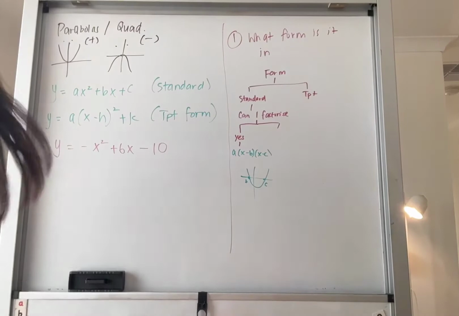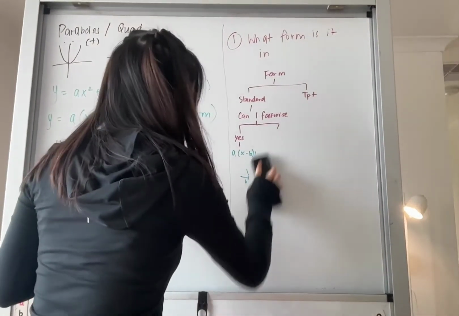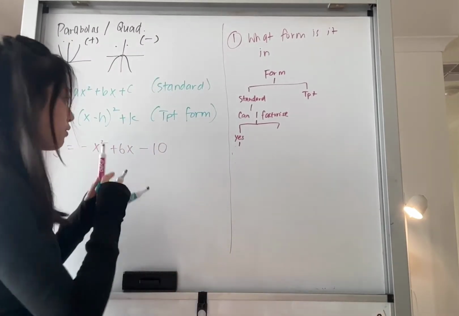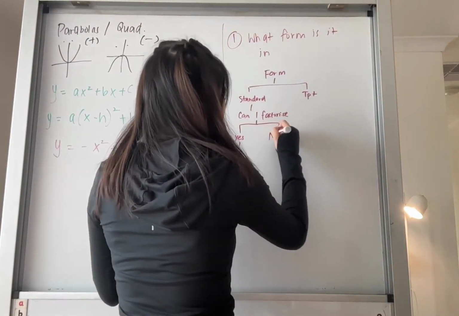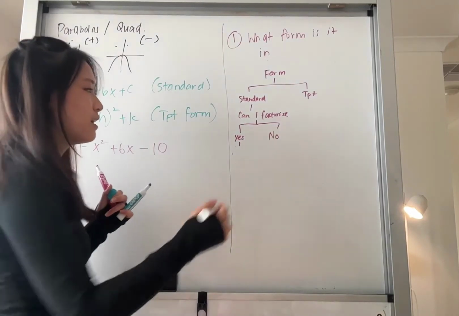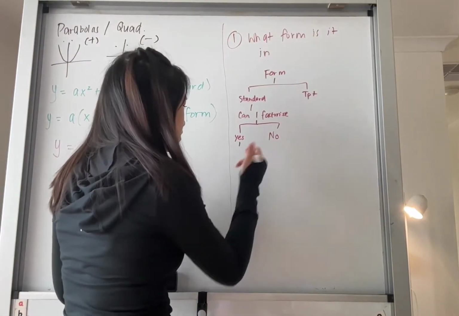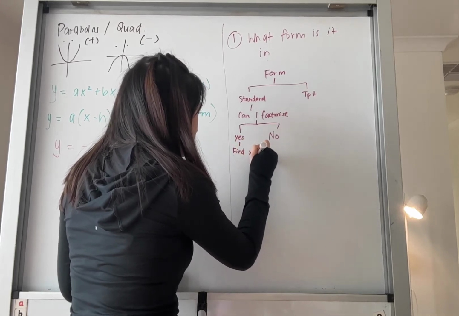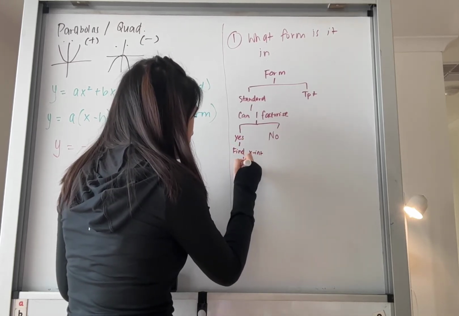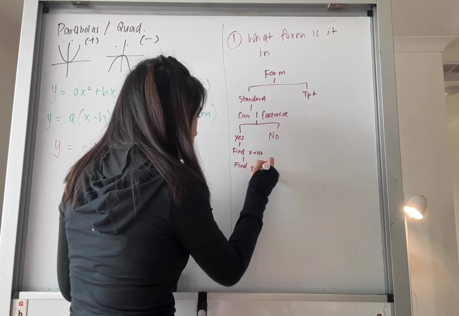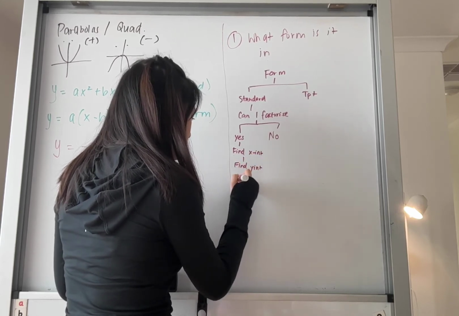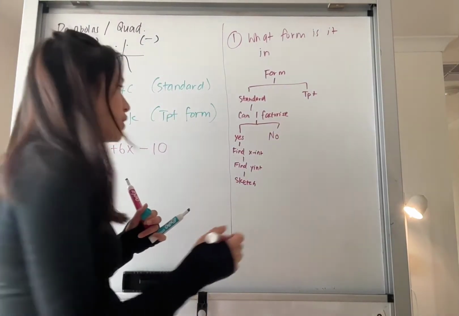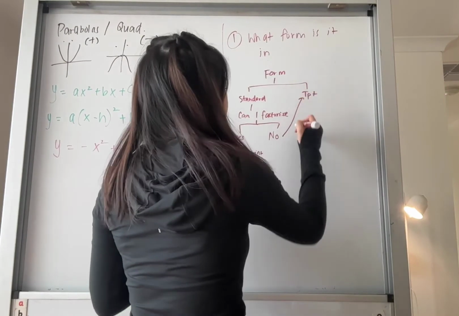But say you're stuck with an option where you actually can't factorize. So if you can't factorize, no, then you have to ask yourself, okay, what else can I do at this point? So yes, you find x-intercept, find y-intercept, sketch. Okay, if you can't factorize, what you have to do is complete the square.